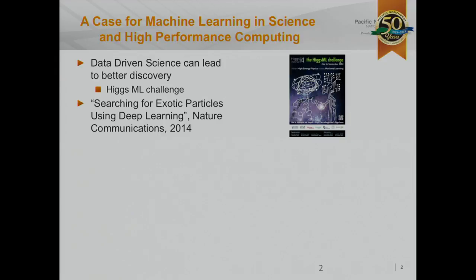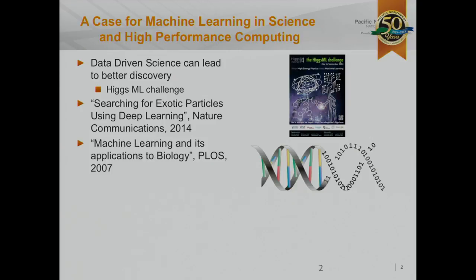So, what we can see is that there is significant evidence of using machine learning in science. Similarly, in complex biology as well, there was a paper recently which talks about the applications of machine learning in biology.